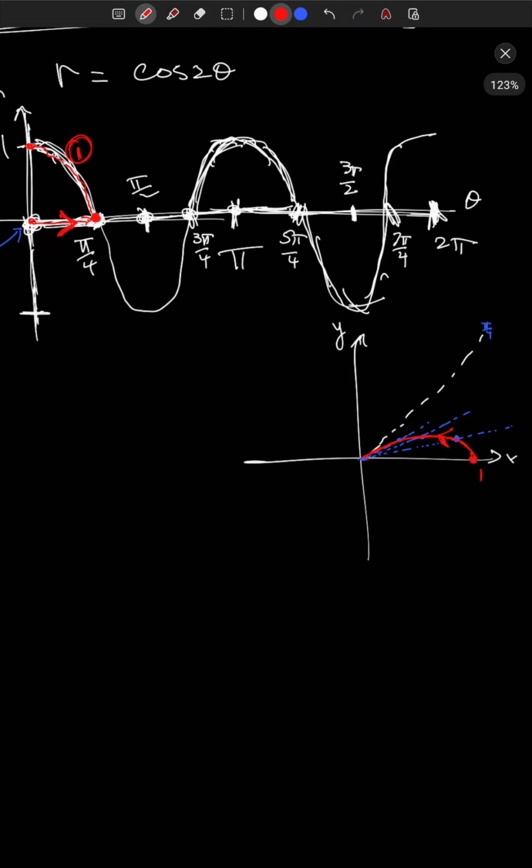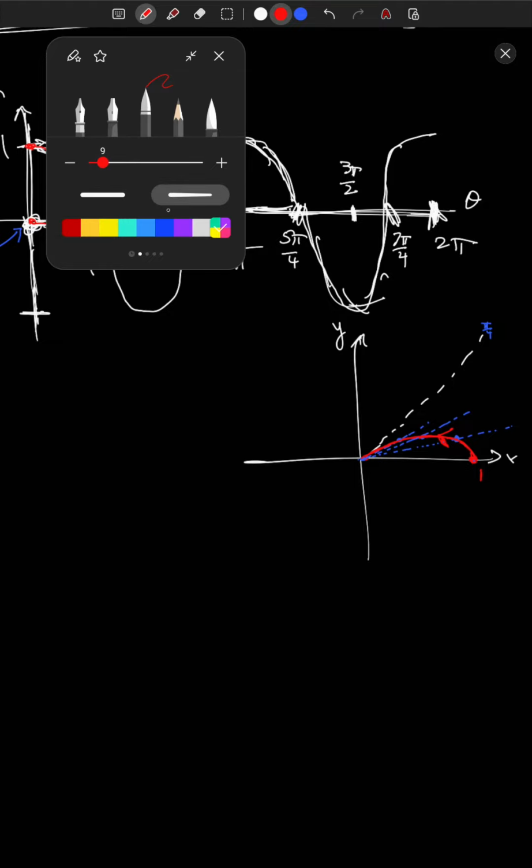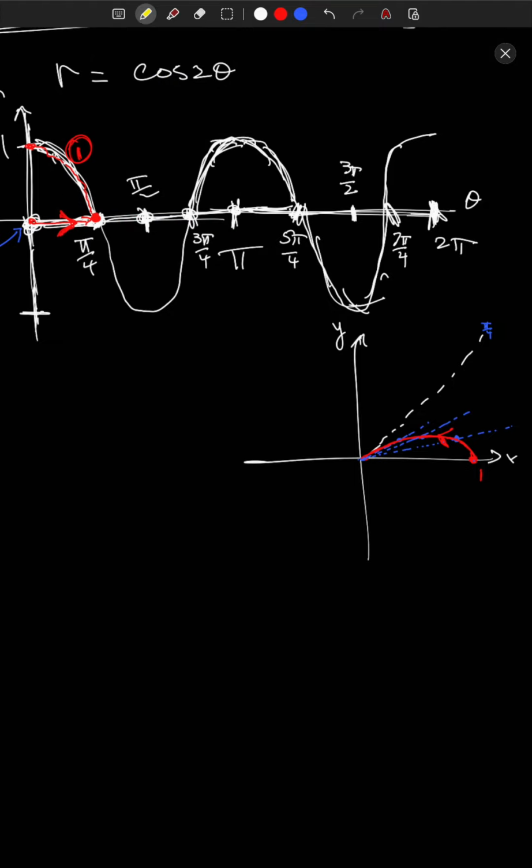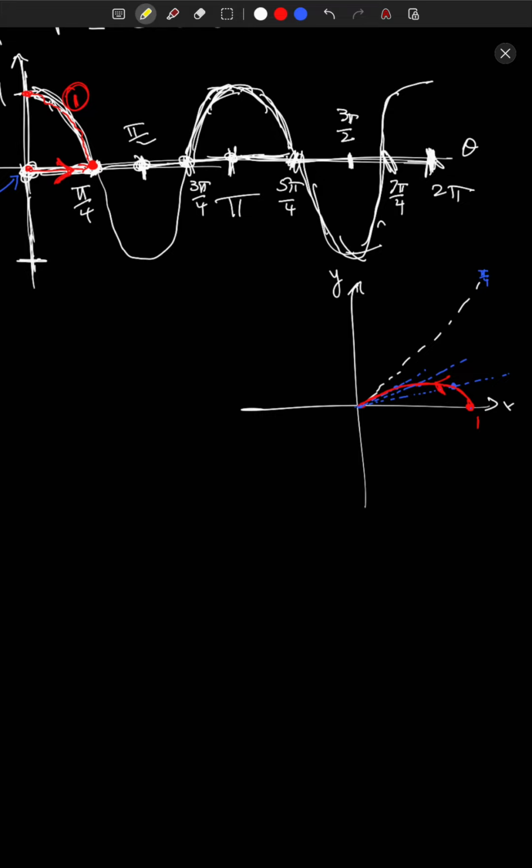All right, let's do this next one in a different color. The next region we're going to do is from pi over 4 to pi over 2. In terms of theta, theta is going from pi over 4 to pi over 2, so from where we left off to pi over 2. Pi over 2 is 90 degrees, so that would be the vertical. So we're technically drawing the portion of the graph that goes from here to there.